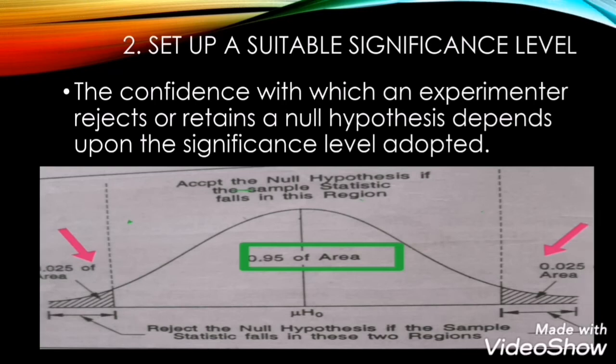The second step in testing the hypothesis is setting up a suitable significance level. Having set up the hypothesis, the next step is to test the validity of H0 against HA at a certain level of significance. The confidence with which an experimenter rejects or retains a null hypothesis depends upon the significance level adopted. The hypothesis may be tested at 5% level of significance or 1% level of significance.